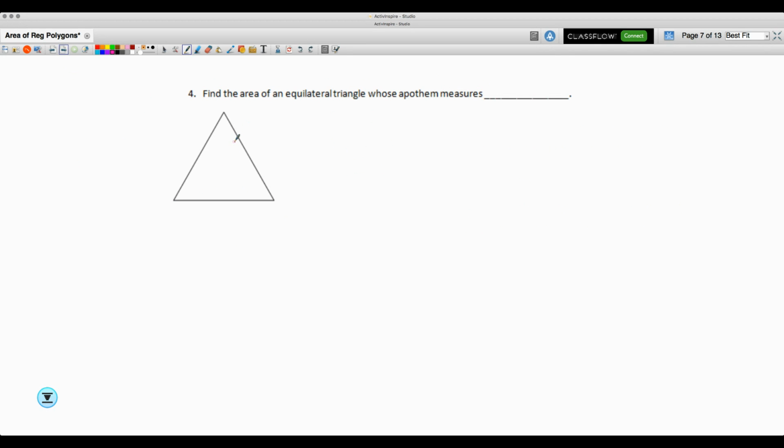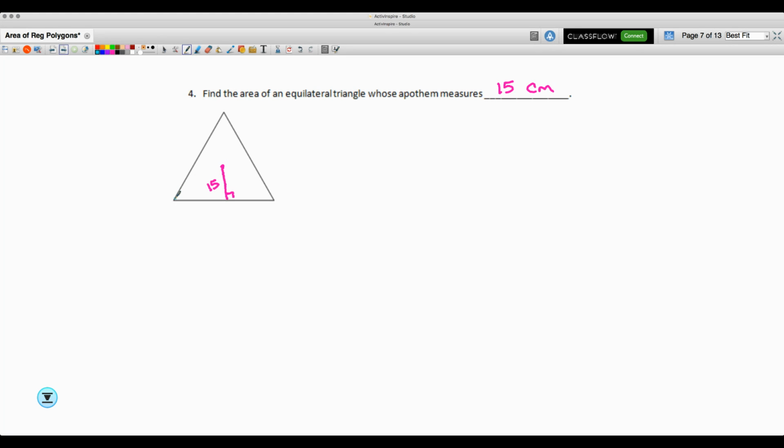Okay, let's look at the fourth one, an equilateral triangle. Now, we already know how to find the area of a triangle too, but sometimes you're not given the same information that we're used to having. Like here, they're going to give us the apothem. So let's say the apothem measures 15 centimeters. Remember, the apothem goes from the center, is perpendicular to the base, and bisects the base. So that's what's 15.